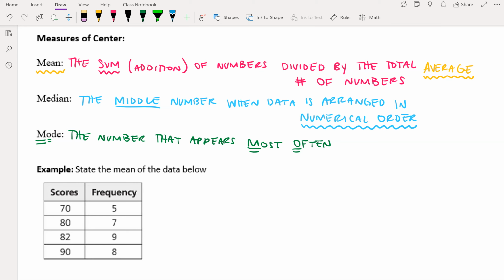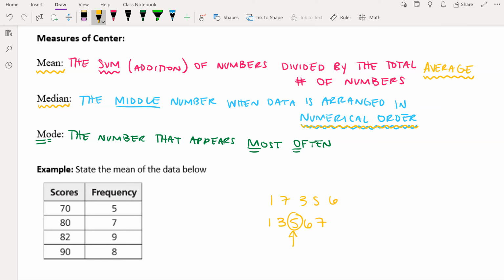Median is the middle number when the data is arranged in numerical order. So this one's really important. You've got to make sure you arrange your data in numerical order when you're finding the median. Sometimes the data will be all mixed. For example, if you had the numbers 1, 7, 3, 5, and 6, to find the median, you would need to arrange these in numerical order. So we want to move the 3, 5, 6, 7, and then the median is the middle number. So it's the number 5.